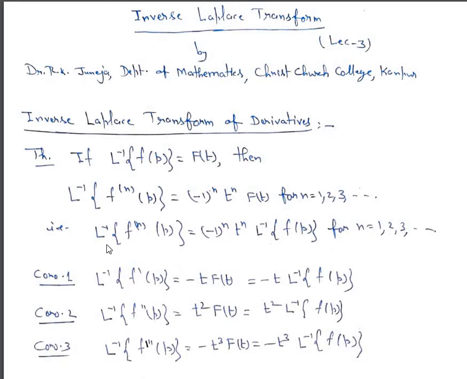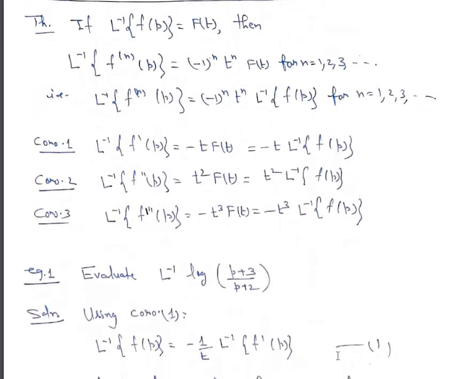Now for n equal to 1, this theorem says L inverse of F'(p) is equal to -t f(t), which is equal to -t times L inverse of F(p). Corollary 2 is for n equal to 2, so we have L inverse of F''(p) is equal to t^2 f(t), which is t^2 L inverse of F(p). And for n equal to 3, we have L inverse of F'''(p) is equal to -t^3 f(t), which is -t^3 L inverse of F(p).